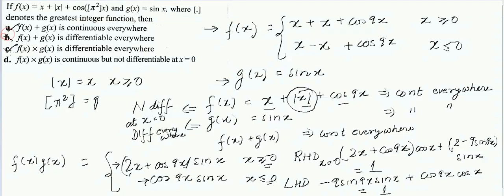Hence B and D will be incorrect, right? So in this problem, the problem setter wanted us to use the properties of continuous and differentiable functions.